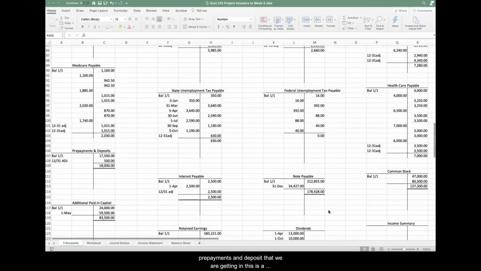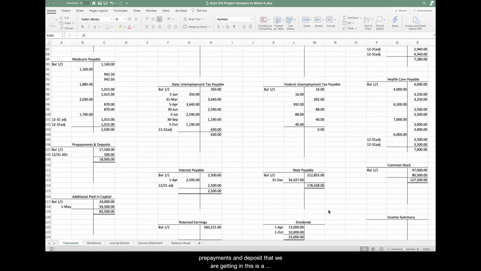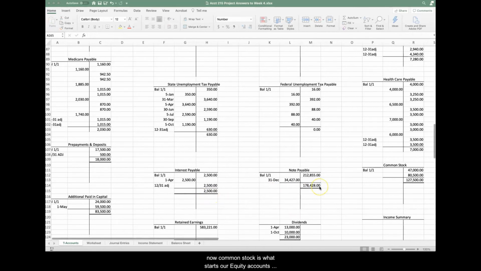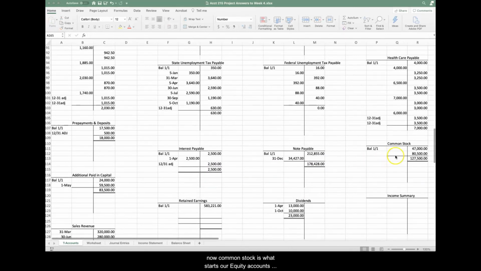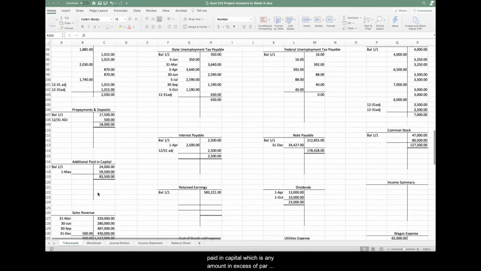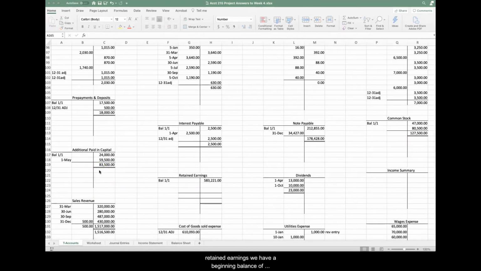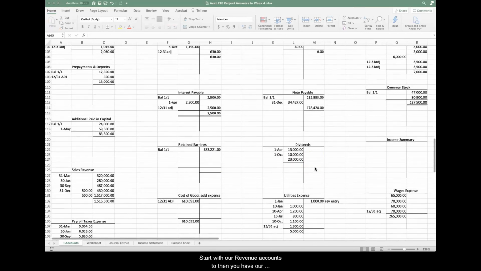Then we go into prepayments and deposits that we are getting. And this is a liability account. Interest payable, notes payable, and now common stock is what starts our equity accounts, right? And so again, equity is a credit. And then we have additional paid in capital, which is any amount in excess of par. Retained earnings, we have a beginning balance, dividends that have been paid.